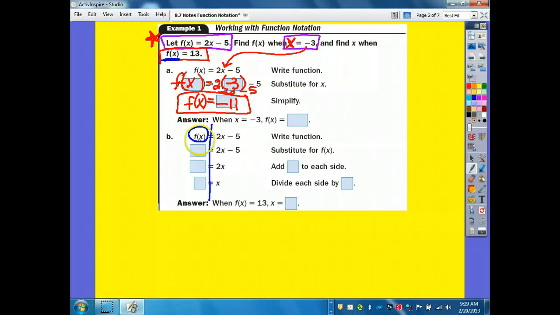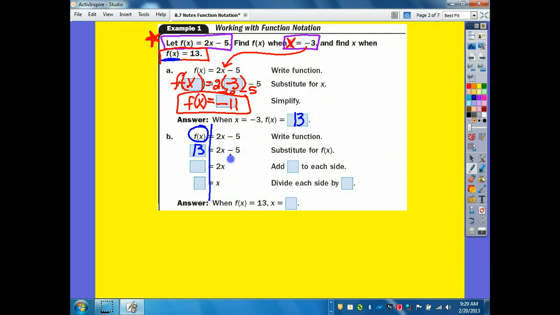Right. They want to know when f of x is 13. So I'm going to put 13 in for the f of x, because that's going to be equaling 13. So now we solve what we have. What do I have to do to both sides to solve this? Now I have 13 equals 2x minus 5. What do I do?